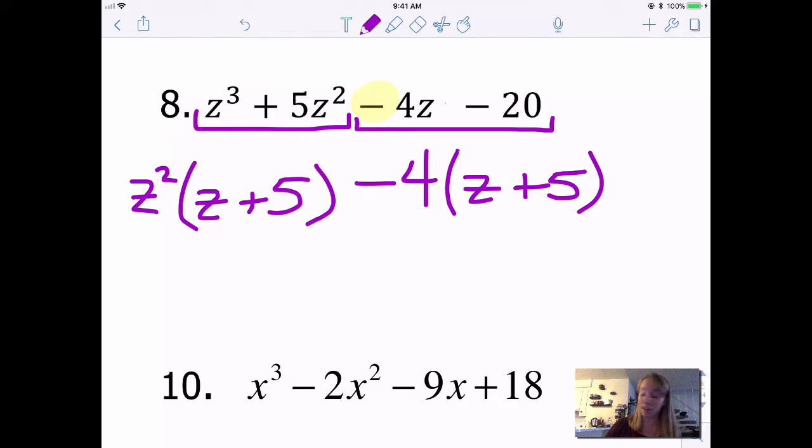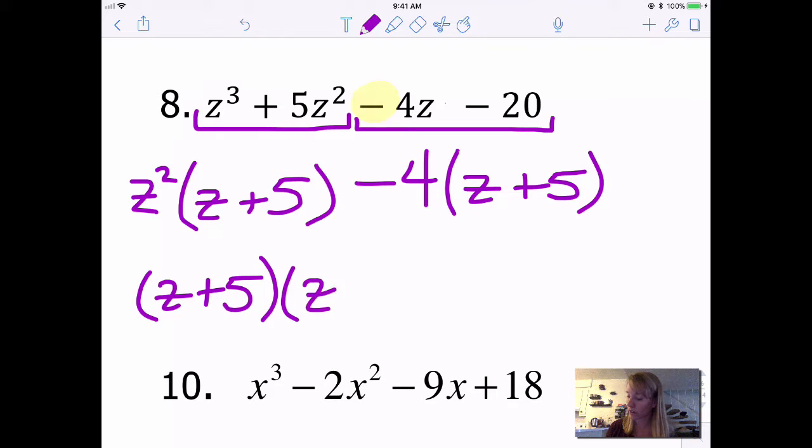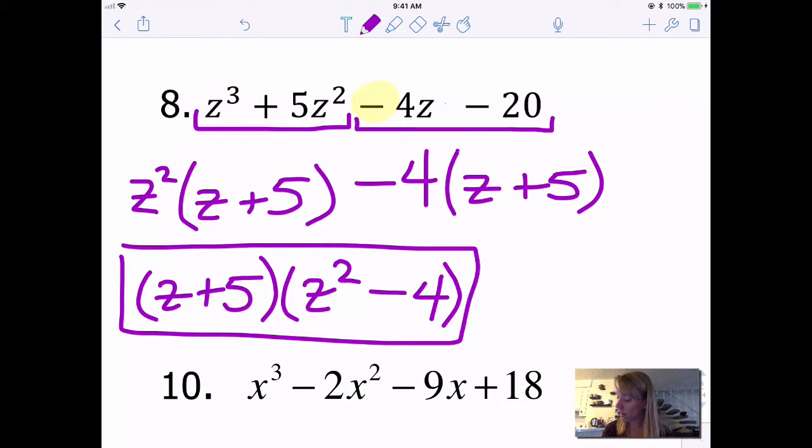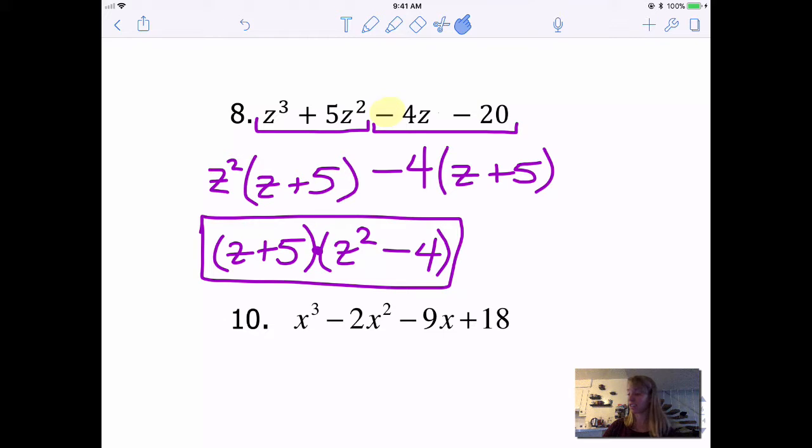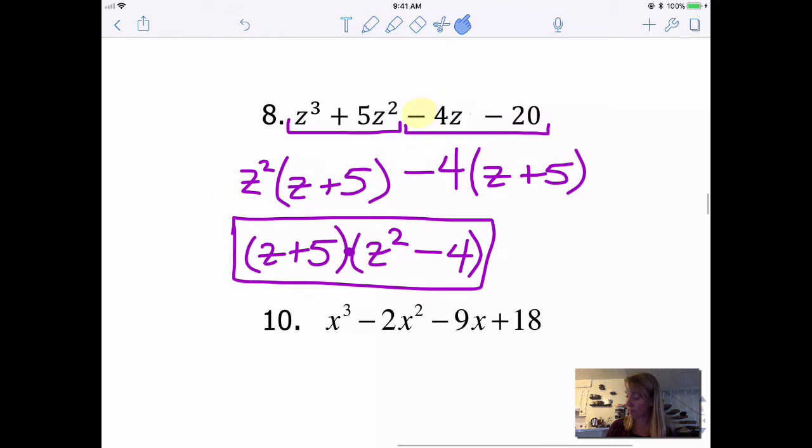Again, notice what's happened. I have a z plus 5 that is common in both of my terms. So that z plus 5 is like a common blob, is what I'll call it. So I can say z plus 5 times z squared and z plus 5 times -4. And now I have a factored polynomial. I know that it's factored because these 2 are multiplied. And for now, that's all I'm going to do. In the future, we'll be able to continue factoring this z squared minus 4, but we'll get to that next lesson.